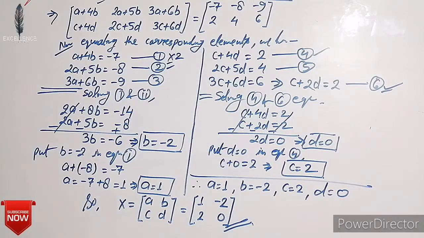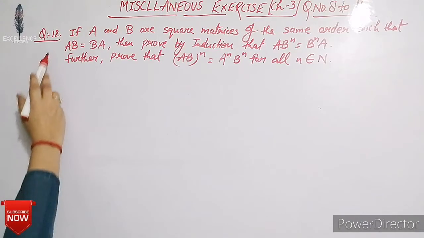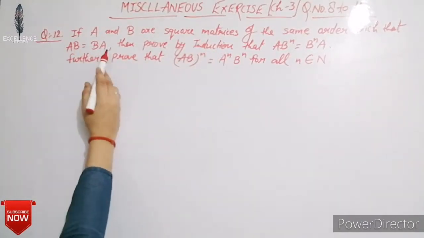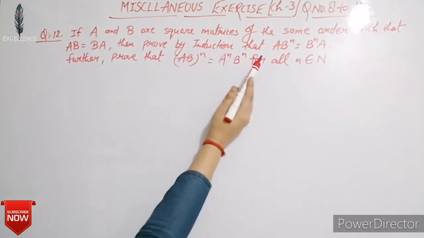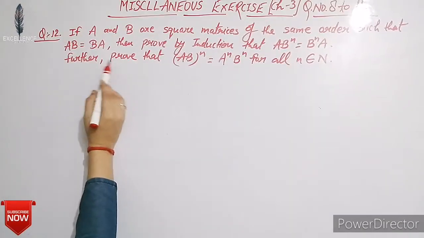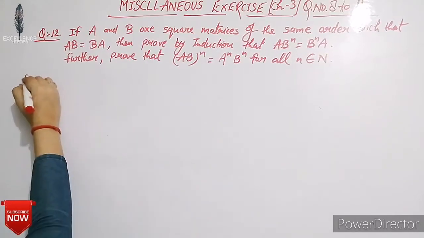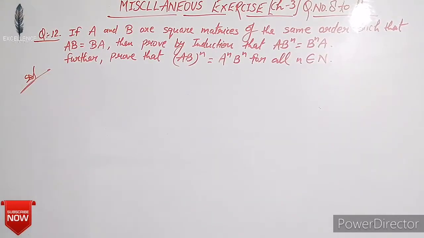Okay, clear? Let's see the next question. If A and B are square matrices of the same order such that AB equals BA, then prove by induction that AB to the power n equals B to the power n times A. Further prove that AB raised to the whole n equals A to the power n, B to the power n, for all n.